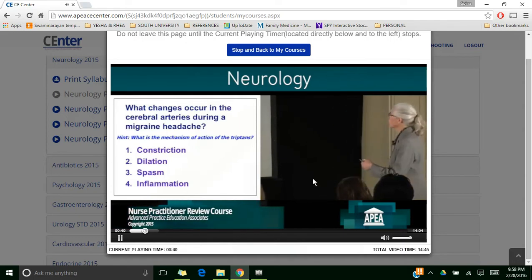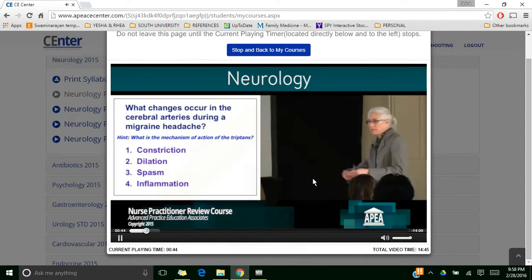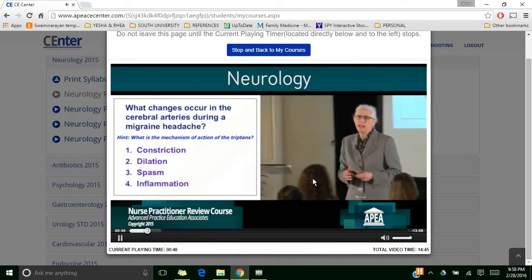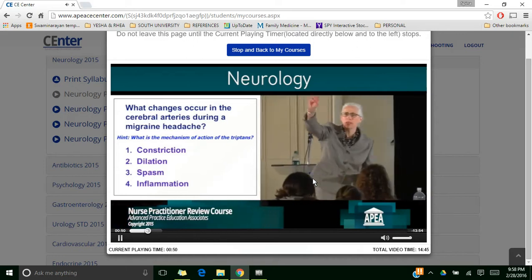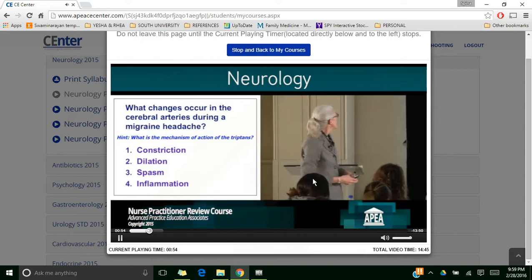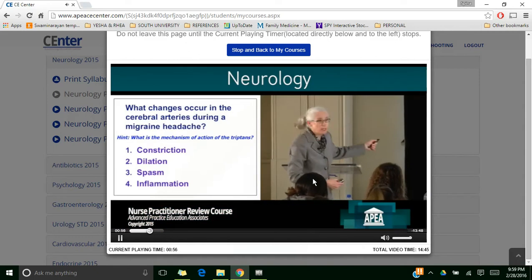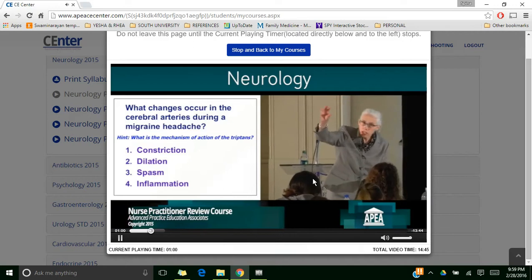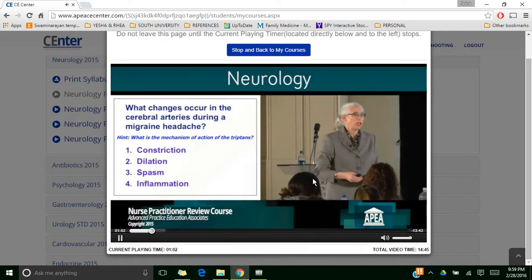They dilate. So listen, a clue for you is the mechanism of action of triptans. How do those drugs work? They cause what? Constriction of the cerebral arteries. Do the triptans just stay in the cerebral arteries? No. You can get bleed over into the coronary arteries. You can get bleed over into any arteries.